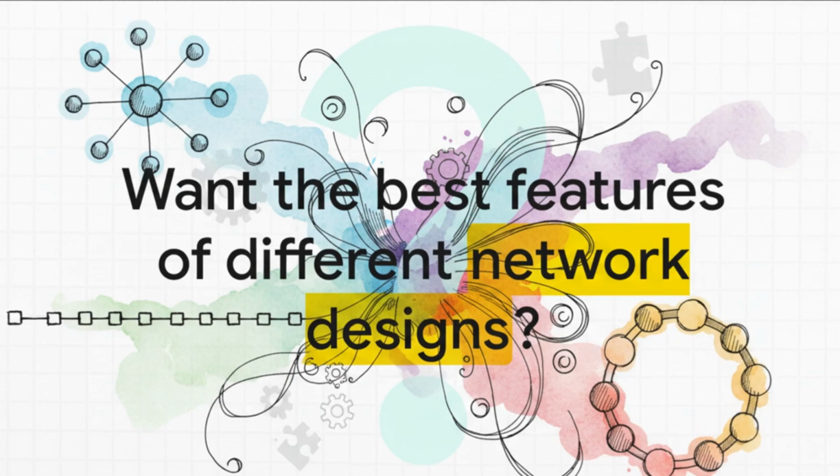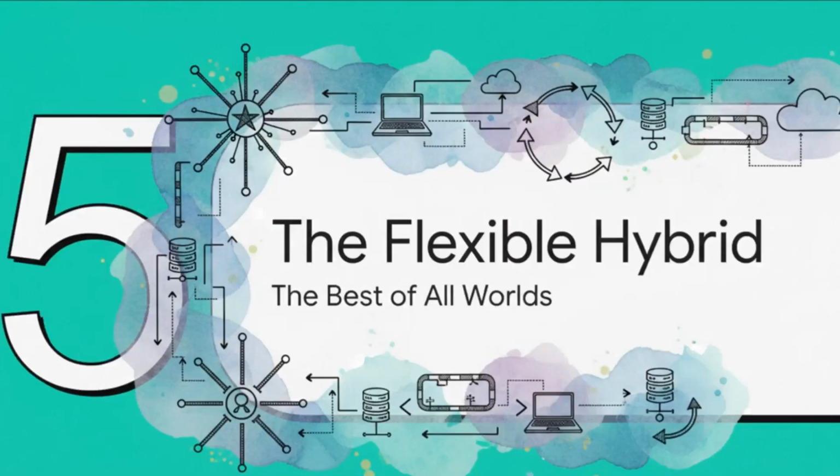We've seen the cheap simplicity of the bus, the reliable control of the star, and the heavy lifting power of the ring. But let's be real, modern organizations are incredibly complex. What if you literally want the best features of all these different designs at once? How do you overcome the glaring limitations of just using one single shape for a whole global enterprise? Enter Section 5, the flexible hybrid, the best of all worlds.